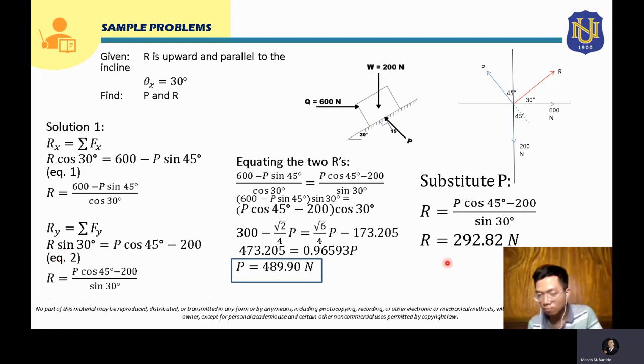So that will be r is equal to p cosine 45 degrees minus 200 over sine 30, wherein your p is 489.90. So let's input that to your calculator. That will be 489.90 times cosine 45 minus 200 over sine 30. So the answer for this will be 292.82 Newton. So that will be the answer for R. So now that is the answer for this problem.